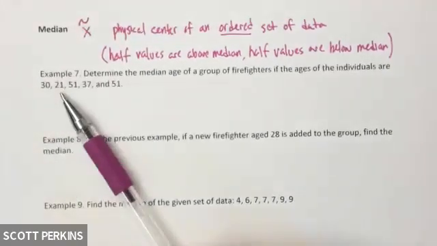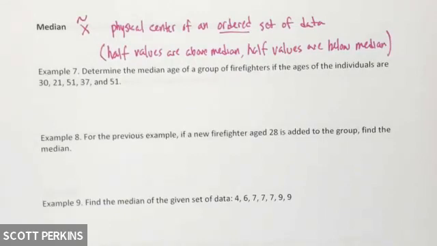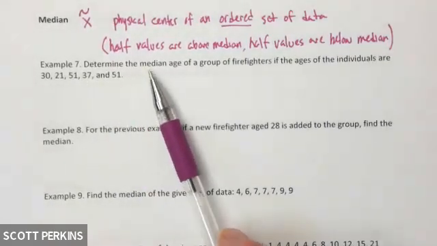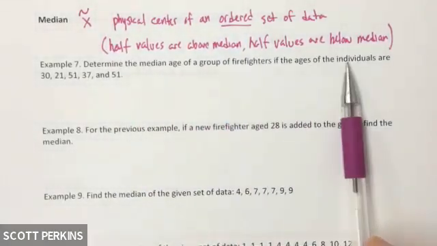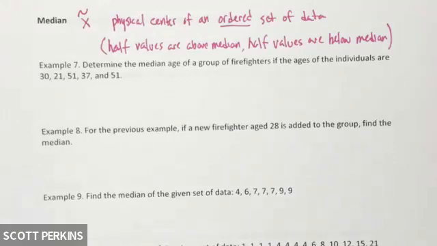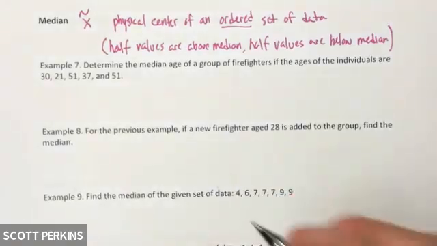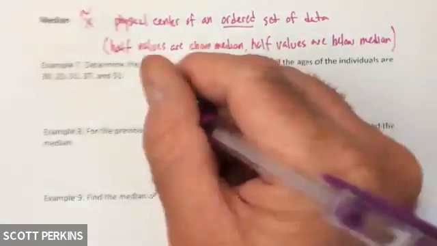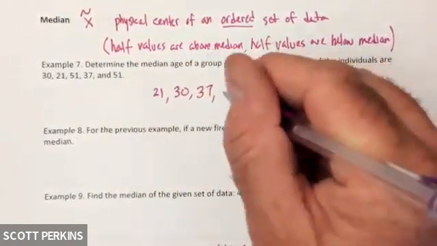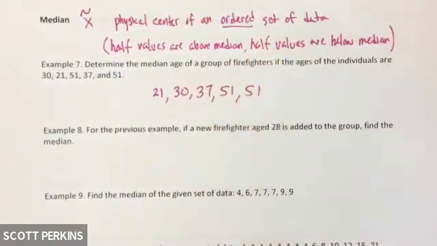All right, I'm going to do these first two examples because I want to show you what to do for your sample when you have an odd number of values and an even number of values, and how you find the median in each one. So example 7, based on my firefighters: we're going to determine the median age of a group of firefighters if the ages of the individuals are 30, 21, 51, 37, 51, the same ages as before. The first thing you have to do when you calculate the median is order the data. So I'm going to list it out from lowest to highest: the smallest value is 21, then 30, 37, and then 51 and 51.